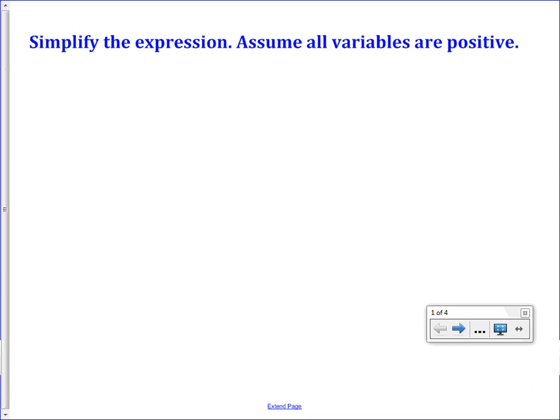All right, the first question on your homework is really basic. It's asking if you remember your properties of exponents. Well, now your exponents are fractions. If you had x to the second power times x to the third power, you're going to add the exponents together. So it's going to be x to the fifth power.